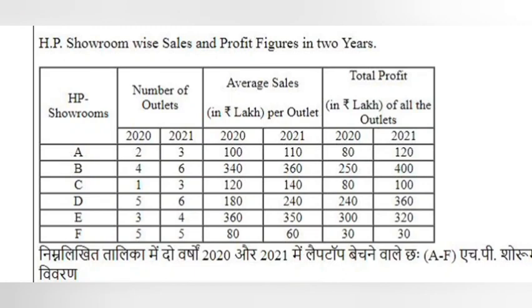We have HP showroom in the first column, A, B, C, D, E, F, then number of outlets 2020, 2021. I will not read column wise, I will just read serially: 24 15 35 and then 36 36 45 in 2021. And average sales in lakh per outlet 2020: 100 340 120 180 360 80, and 2021: 110 360 140 240 350 60, and total profit in lakh for all the outlets 2020: 21 80 50 250 80 240 300, 30 to 21 120 400 100 360 20 320 30. So this is the table.